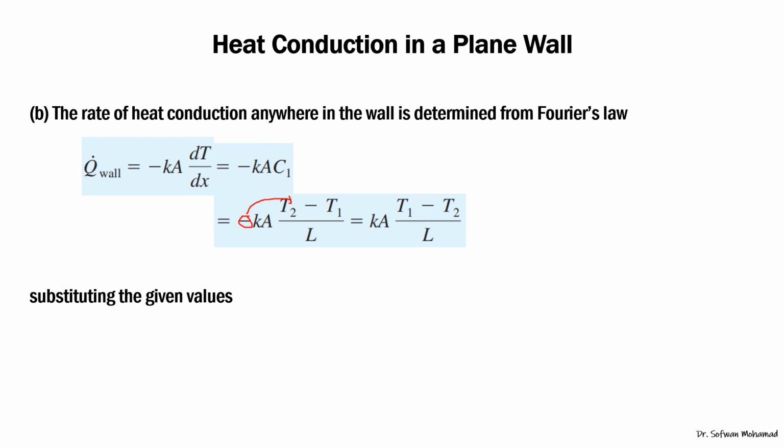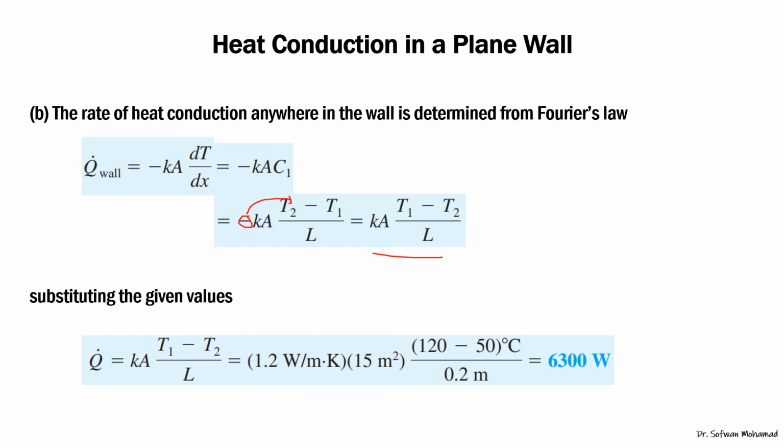Then we substitute all the given values inside this equation. We will get Q dot equals kA (T1 minus T2) over L, where k given in the question equals 1.2 watt per meter Kelvin, area is also given in the question, 15 meters squared, T1 is given as 120 and T2 as 50 degrees C, over L equal to 0.2 meter. We will get Q dot, or the rate of heat conduction, equal to 6,300 watt.